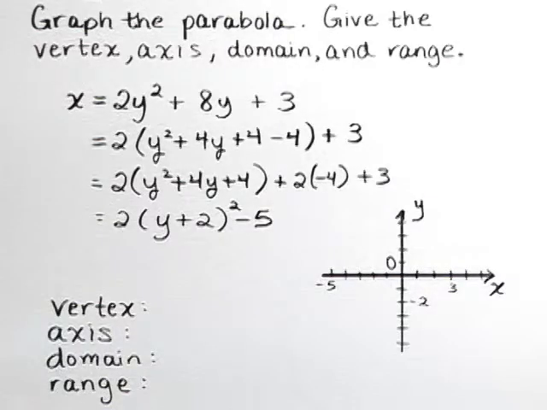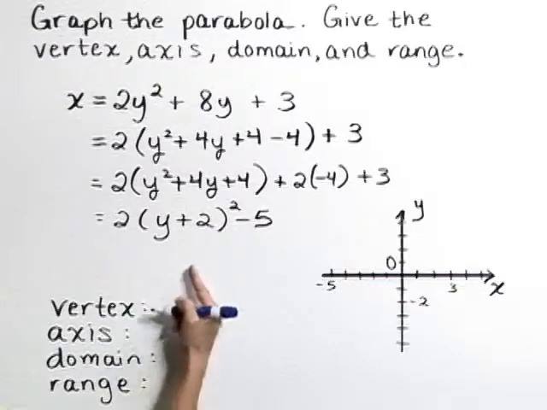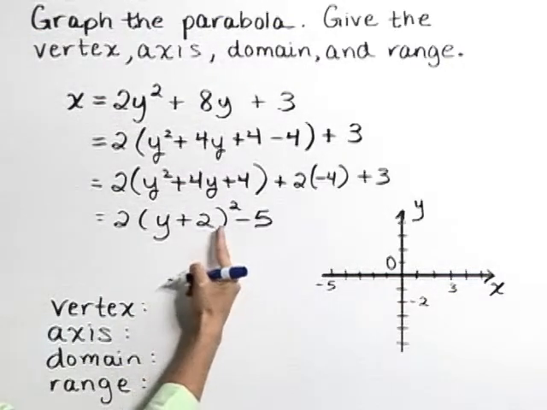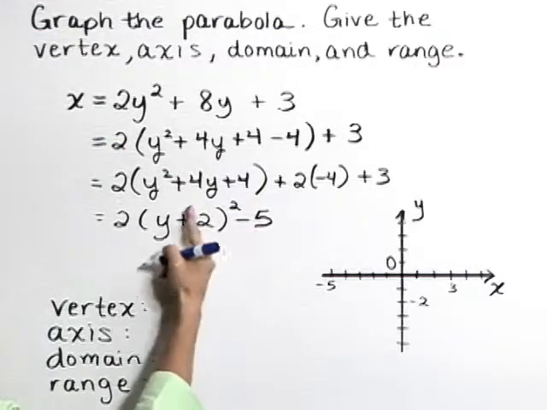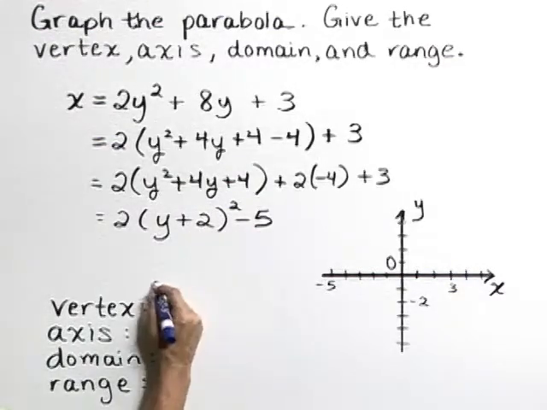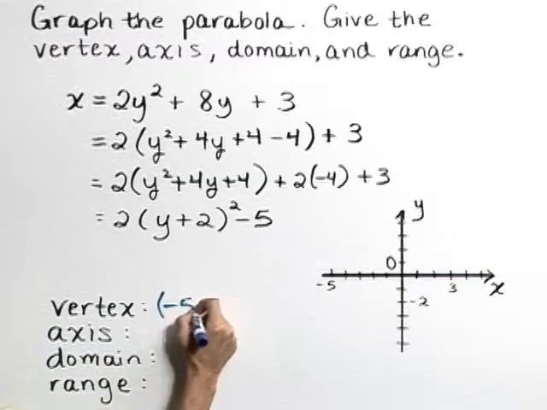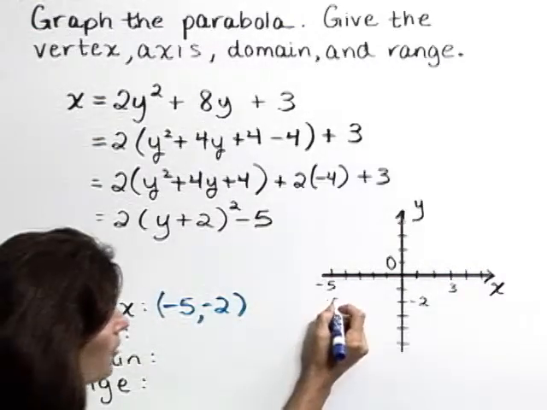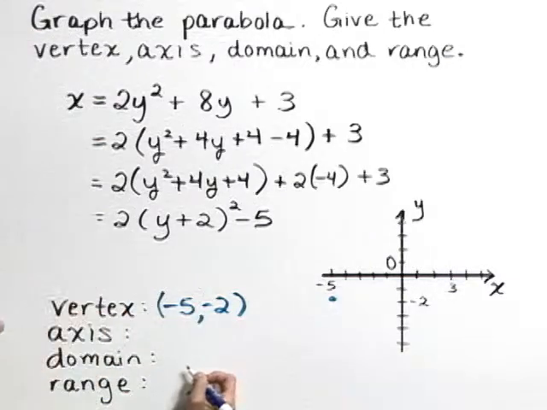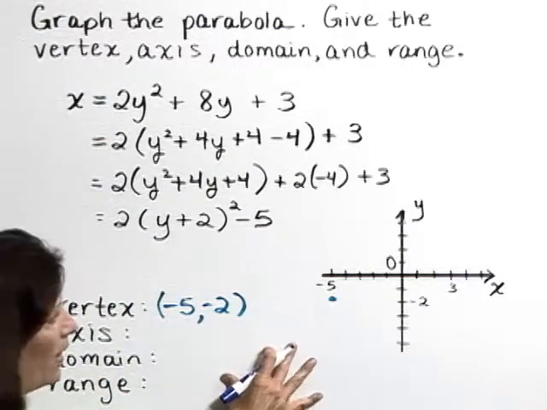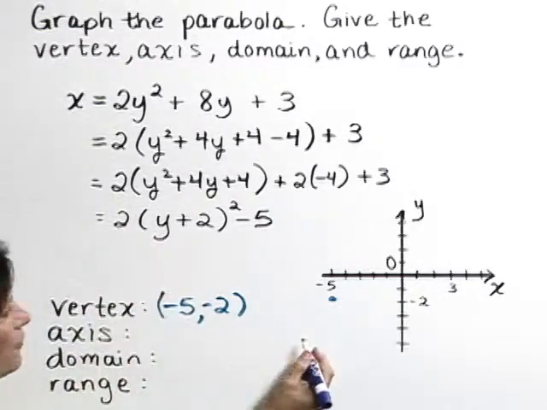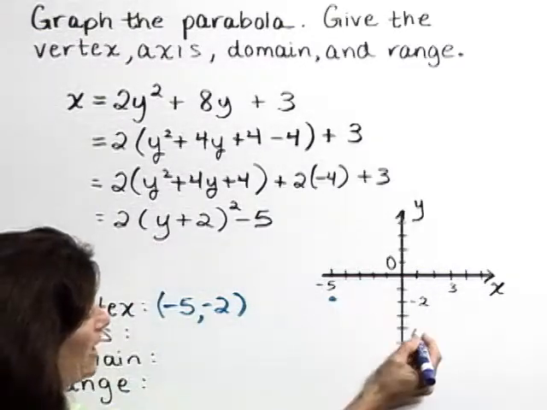So we're ready to locate our vertex now. This vertex is going to have a y value of negative 2, an x value of negative 5. Change this sign, leave that one alone. So vertex, negative 5, negative 2. Let's locate that point on our graph. As I mentioned before, this is a sideways parabola. It has a leading coefficient of positive 2. It's going to open to the right.